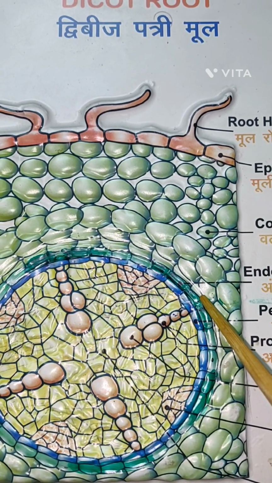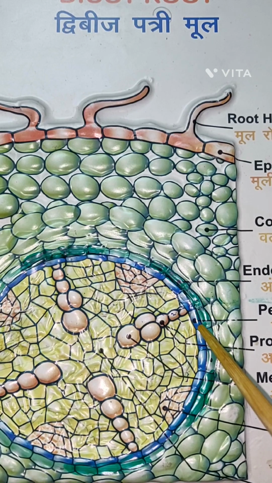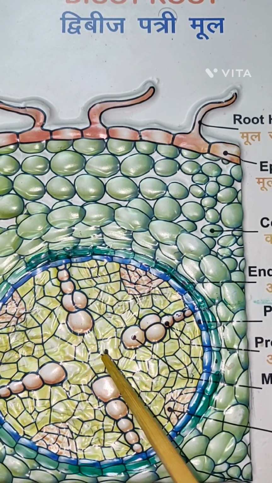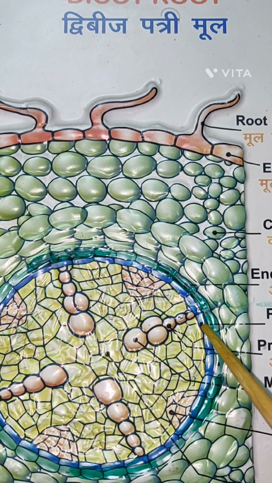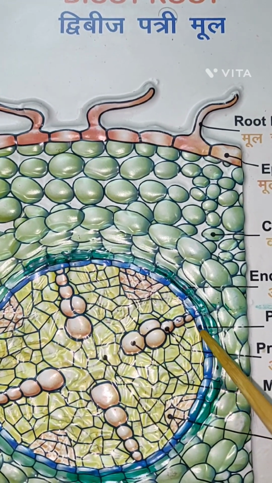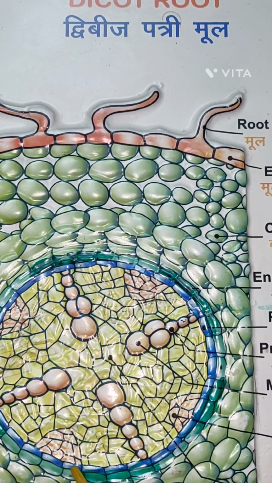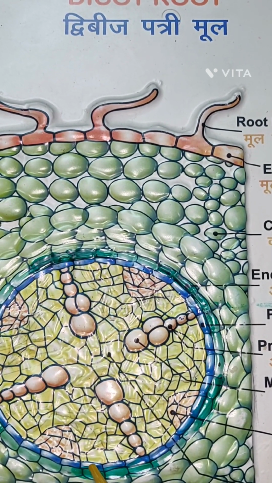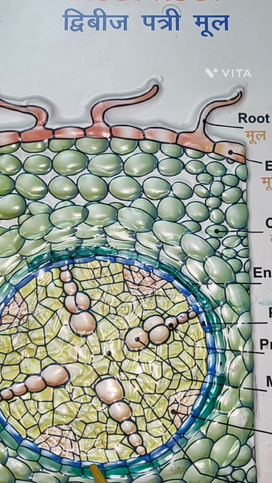Now coming to the innermost portion called stele, the stele contains three portions. One is pericycle, second one is vascular bundles, third one is medulla or pith. The pericycle is few layered and it is parenchymatous. This is the region from where vascular cambium, cork cambium and lateral roots will originate.